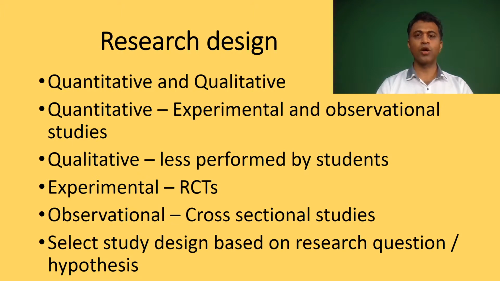Quantitative research has two broad study categories. One in which the investigator actively changes some aspects, called the intervention study, and the other where information is gathered only by observation, called observational studies. Experimental studies are usually termed randomized controlled trials. Trials means there is an intervention happening, and observational studies can be called cross-sectional studies. Select the study design based on the research question and hypothesis. Further, this lecture series will explore the quantitative methods, more commonly performed by students than qualitative.